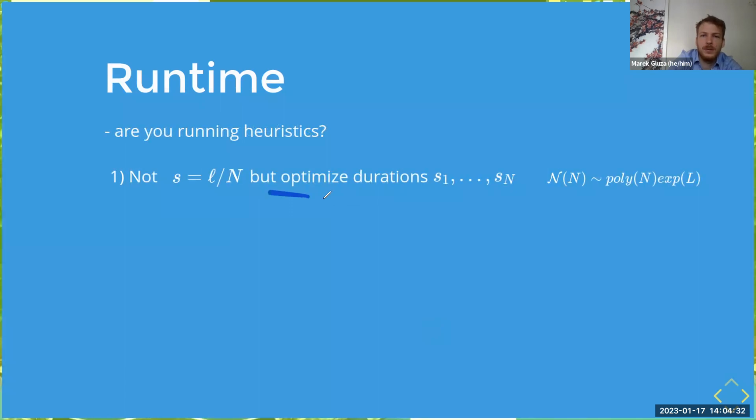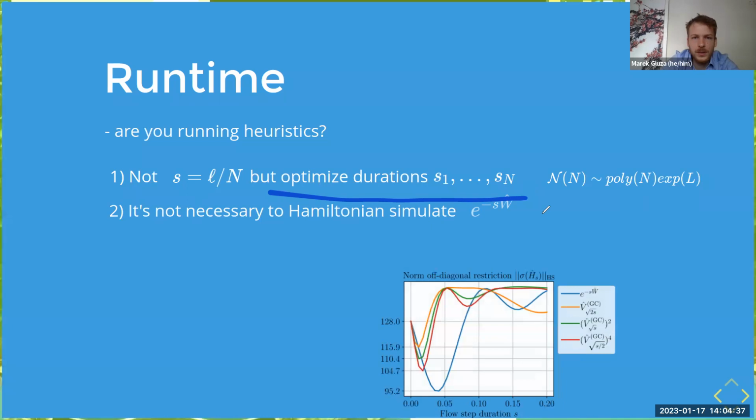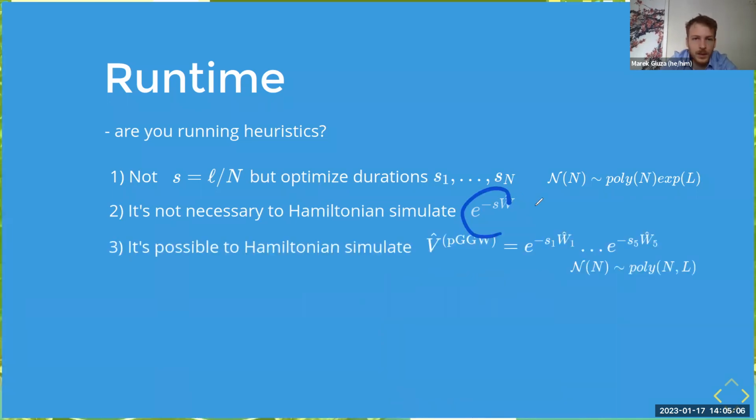So I was telling you about optimizing flow step durations. That is helpful if you reduce the number of evolution steps. It's not necessary to simulate the bracket. You can also concatenate those group commutators only a few times instead of very many times, and just repeating the group commutator only a few times already allows you to approximate the bracket quite well.